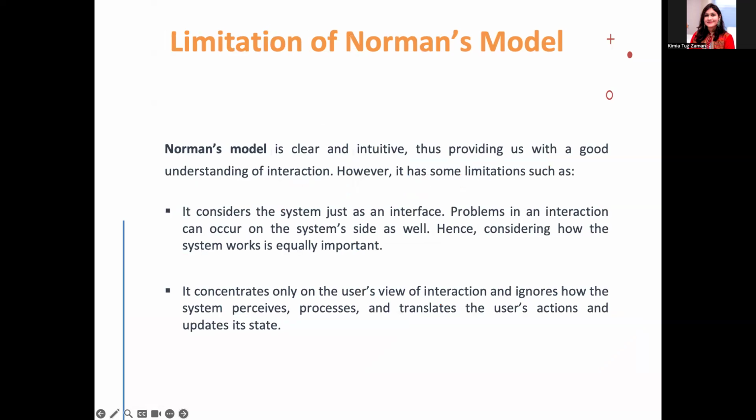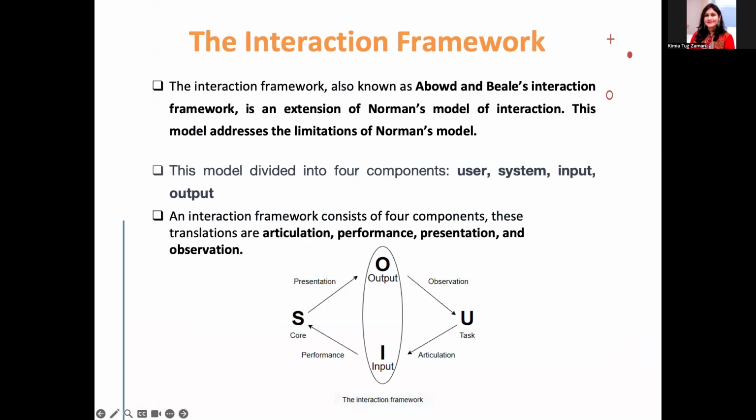However, Norman's model only shows the user's perspective. Real systems also have internal process errors or quirks. Ignoring those means missing half the story. That's why Abowd and Beale provided an extended model of Norman's model. It adds the system's role with translations between user, input, system, and output. So you can think of it as a two-way conversation rather than a one-sided speech.